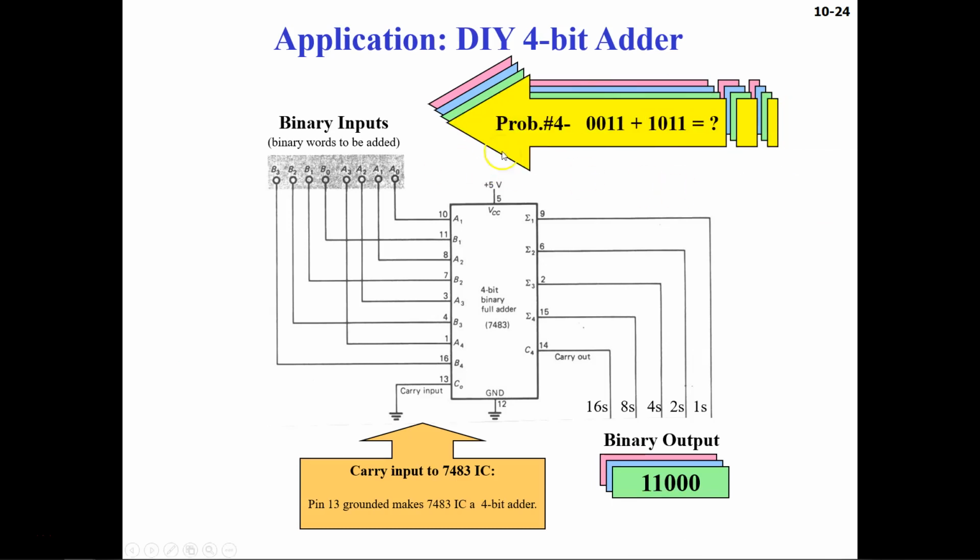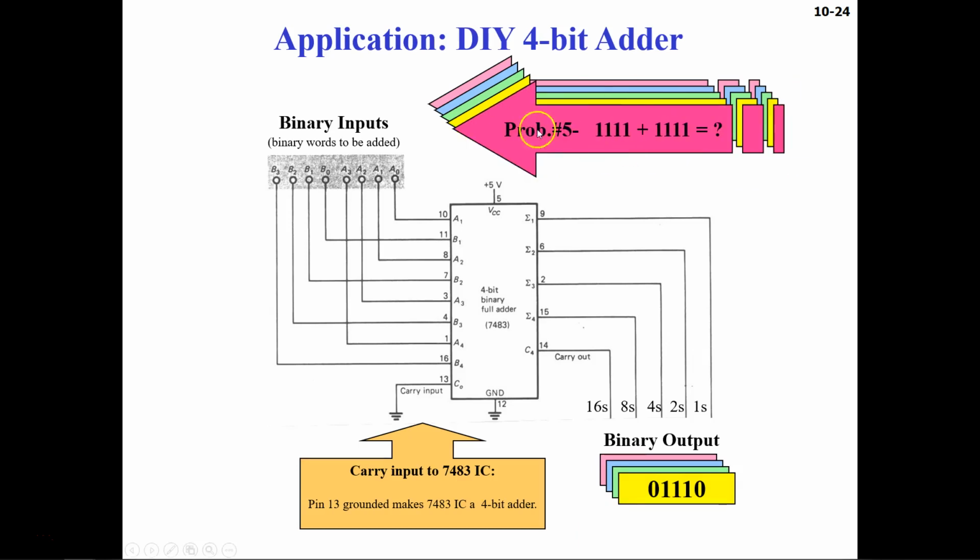And then for this one, it is 0011 plus 1011. If you add them up, then you will get 01110. And then 1111 plus 1111. So this is your A, this is your B, and if you add them up, 1 plus 1 gives a sum of 0, and then the carry is going to be 1, which goes here, and then 1 plus 1 and the carry will make your output sum 1, and so on. So your answer will come out to be 11110.